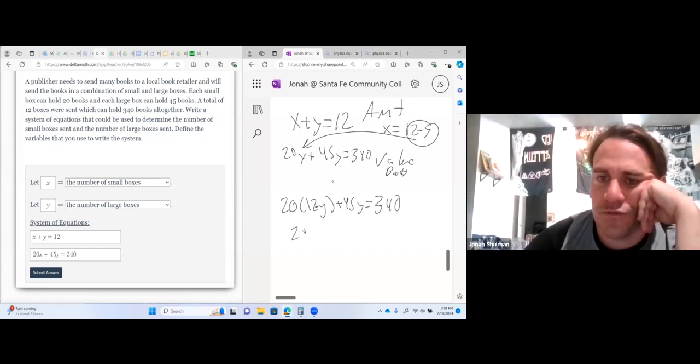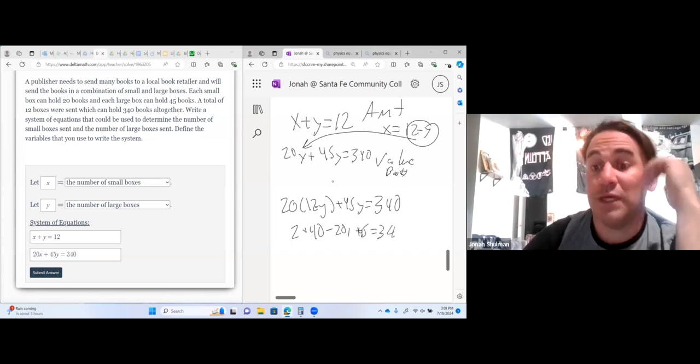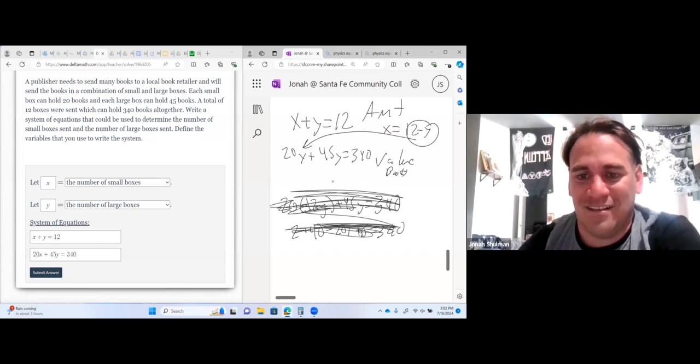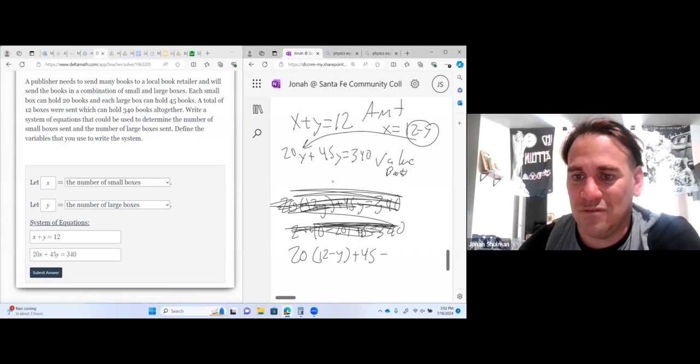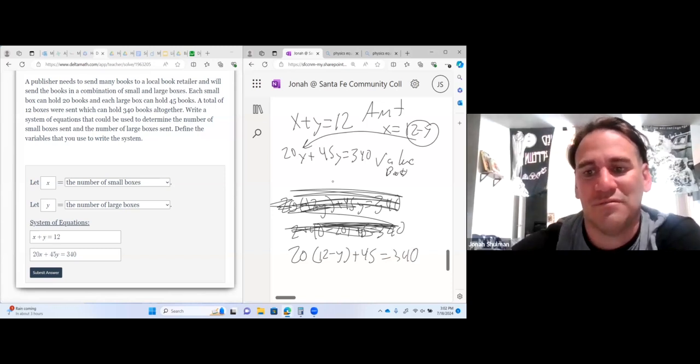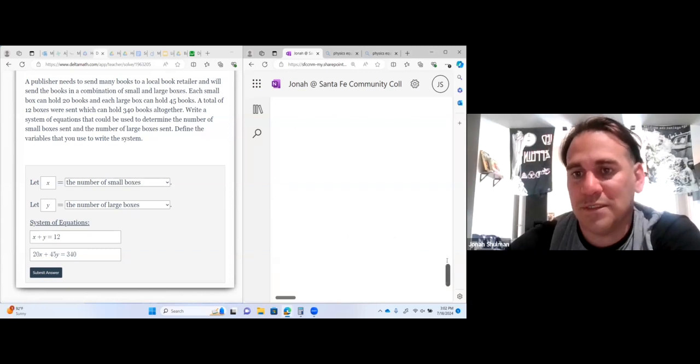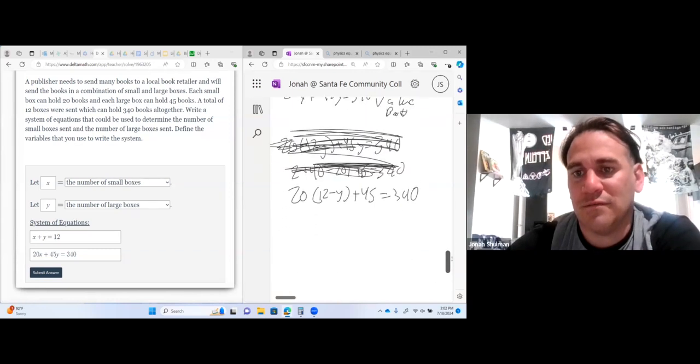So that's 240 minus 20Y plus 45Y equals 340. This pen is going to drive me nuts. 20 times 12 minus Y plus 45Y equals 340. This is one way to do it. There's a million ways to do the problem, though. Oh, it's because it's the very end of something really long. That's why. It's not even the pen.